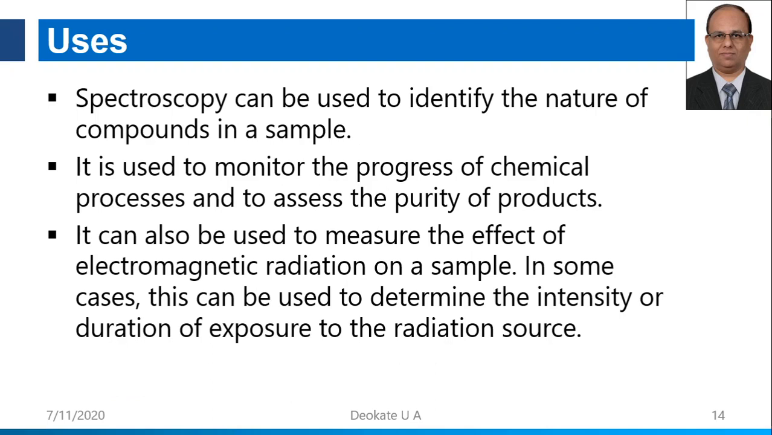Generally, what is the use of spectroscopy? Spectroscopy can be used to identify the nature of compounds in a sample. It is used to monitor the progress of a chemical process and to assess the purity of a product. It can also be used to measure the effect of electromagnetic radiations on a sample. In some cases, this can be used to determine the identity or duration of exposure to the radiation source.